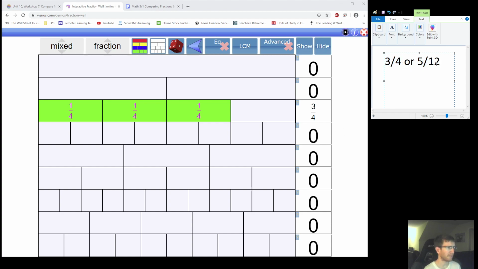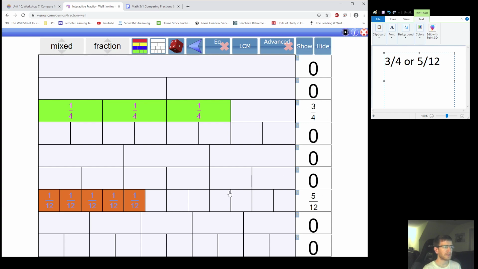Okay, now we're going to model 5/12. Let's find those 12. So there's the eighths, there's the thirds, 6. Hey, there's the 12s, and we need to model 5/12. Okay, 1, 2, 3, 4. Okay, there's 5/12, so you can see that right there.